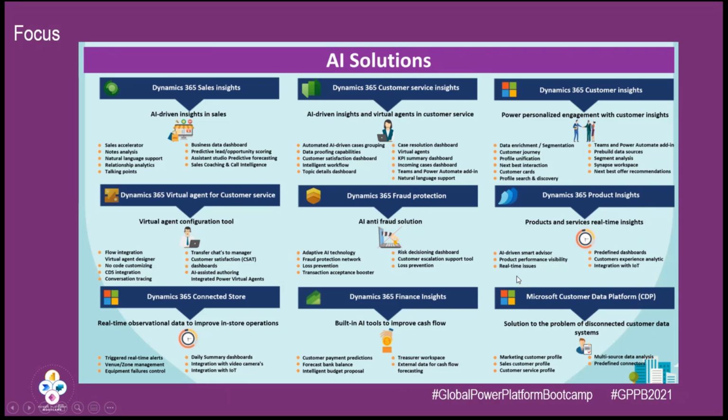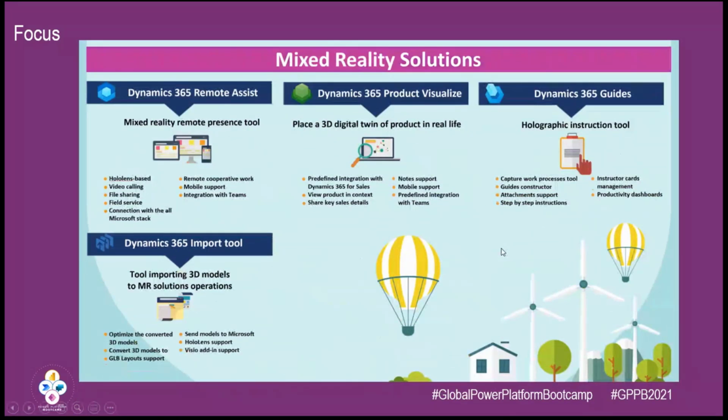What else is involved? We have mixed reality. So we have Dynamics 365 Remote Assist, which is based on HoloLenses, mobile support. A very good example for Dynamics 365 Remote Assist: you can imagine an organization like BP, and they have an issue on the rig, on the oil rig, either in the North Sea.